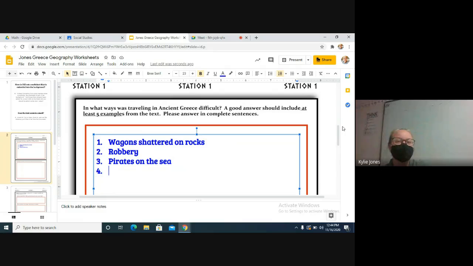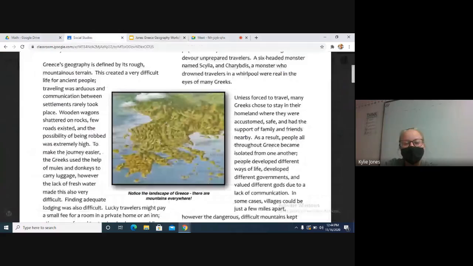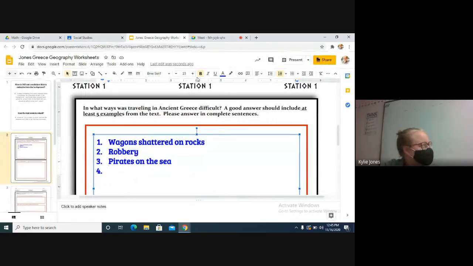But think about the actual geography of Greece. Oh, there were no mountains. It's all mountains. If you look at this picture right here, do you see all those mountains in there? Can you imagine having to drive, like take a wagon over all of those things? It's slow, that's why. Okay, it's super mountainous, hard to travel.